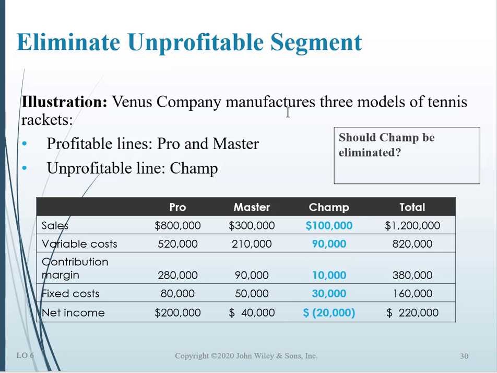So let's think about this. We have 3 models of tennis rackets: Pro, Master, and Champ. Here's the net income. From Pro, we make $200,000. From Master, we make $40,000. And from Champ, we actually lose $20,000. So the question is, do we get rid of Champ? How do we do this? Thinking about this problem, think about how you're going to calculate variable costs and how you're going to calculate the fixed costs, because that's going to be important in our decision-making process.